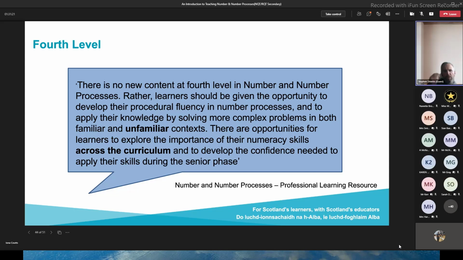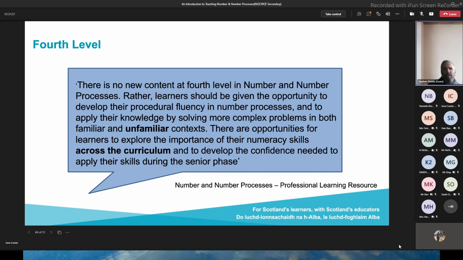That is an extract from our professional learning resource for number and number processes. Now we've put in the bold, unfamiliar and across the curriculum. Because even with no new explicit content at 4th level, we know that our learners need to and will continue to practice and apply their skills in number in our subject and across the curriculum. For example, in their STEM subjects or financial education.